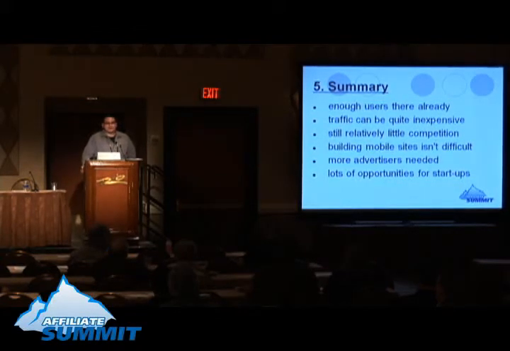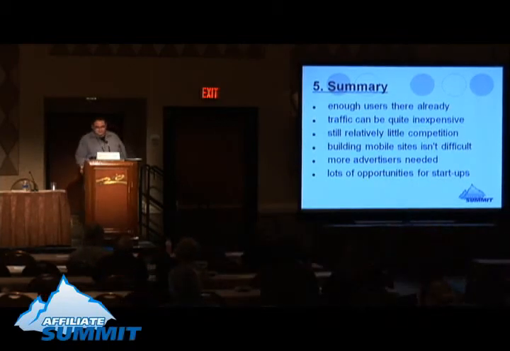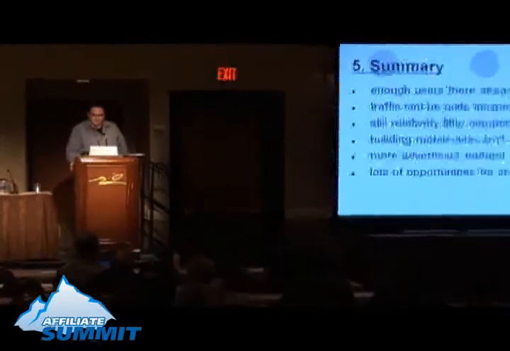The biggest problem for advertising and affiliate marketing on the mobile internet is actually the advertisers. We are missing advertisers. We are missing merchants that are willing to produce mobile optimized sites. And even those who have them already aren't really looking into the whole tracking and into affiliate marketing. That's one of the big problems. On the other hand, there is lots of room for new ideas and for startups.